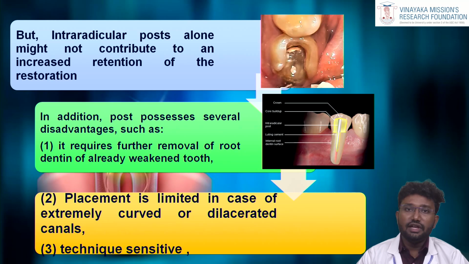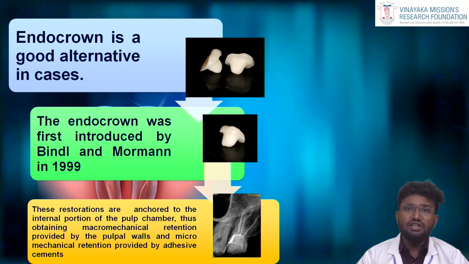So, in all cases we cannot go with the post and core. For example, if the tooth is very badly broken and the root dentin is very thin, where the canal walls are very narrow, or in the case of a calcified canal, you cannot always rely on the post and core. In such cases, the endocrown is a good alternative.